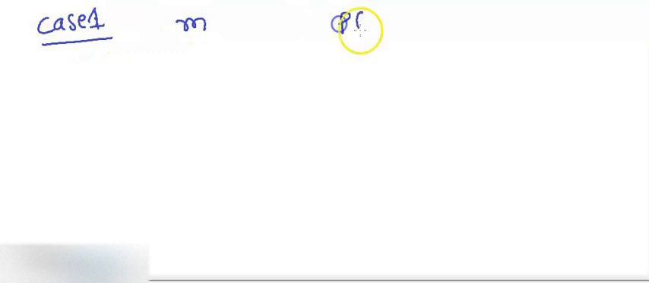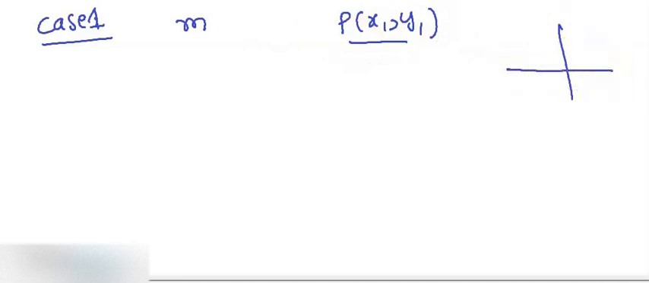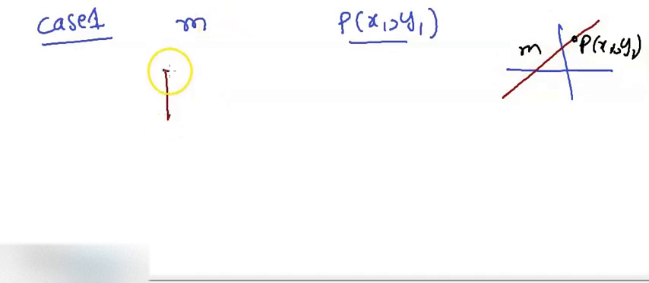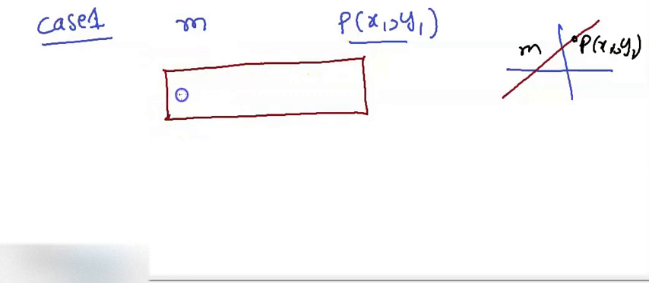In case 1, if we are given the slope and a point, suppose you have a line that is passing through this point. Let's say this is a line that is passing through 1 point P, x1 y1, and suppose that the slope or gradient of this line is m. We are interested in finding the equation of this line. So the equation of this line is given by y minus y1 equal to m times x minus x1.